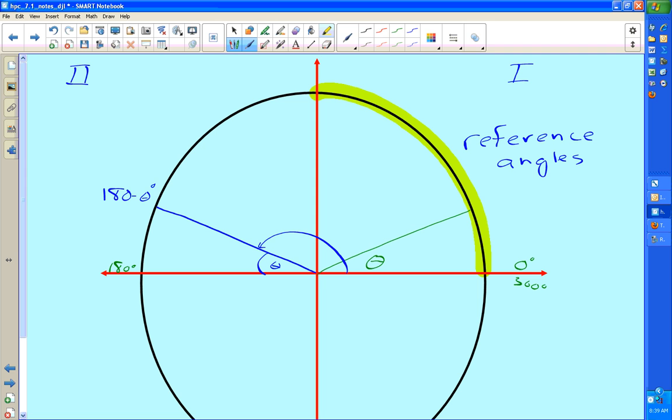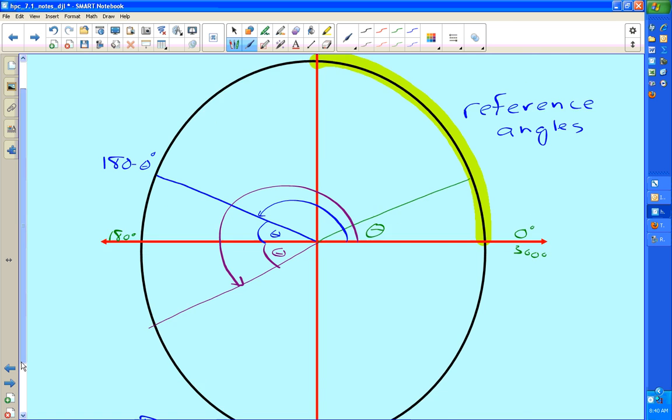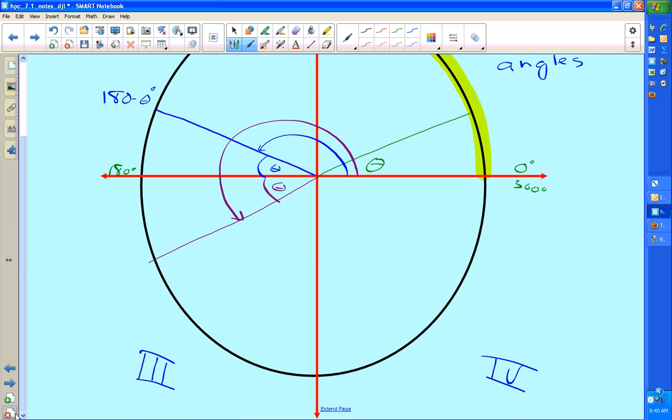When you go to quadrant 3, this is still theta degrees. Right here, that angle right here is still theta. But the angle we're talking about in quadrant 3 is this angle. Starts at horizontal right, goes all the way to here. What's the measure of that angle? 180 plus theta.